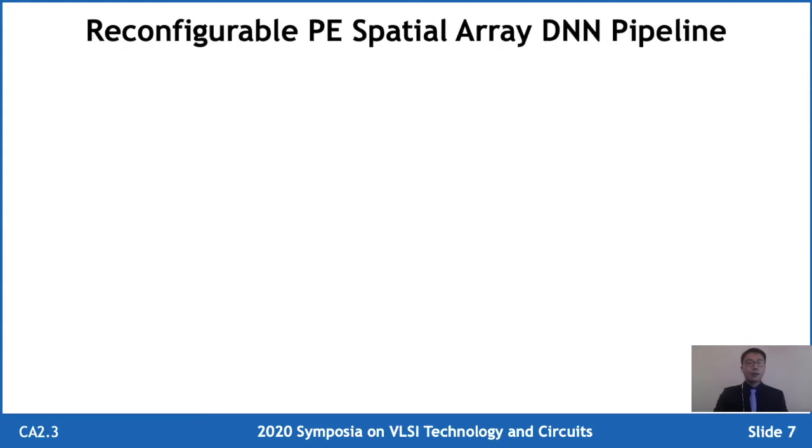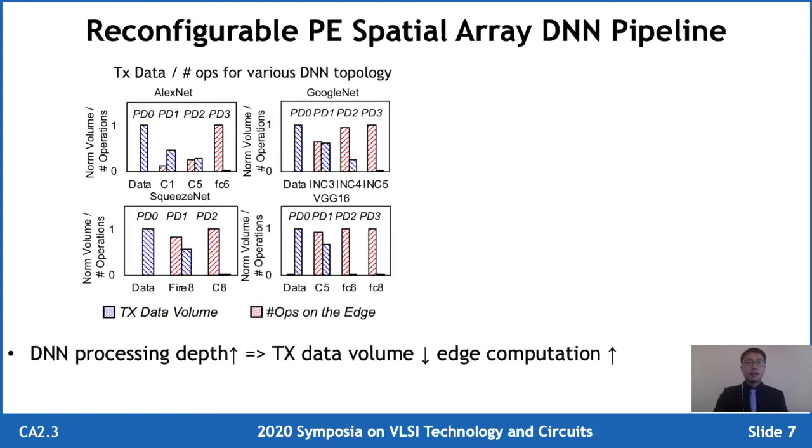First, DNN Processing Pipeline. The DNN analysis of several popular topologies are shown on the left. On the x-axis from left to right, it is deeper and deeper DNN layers. On the y-axis, it is normalized data volume in blue and accumulated number of operations in red. From the figure, we can clearly see monotonic tendencies of increased DNN operations and decreased transmission volume along with processing depths. This has provided a straightforward scheme to trade off between computation and communication by controlling processing depths.